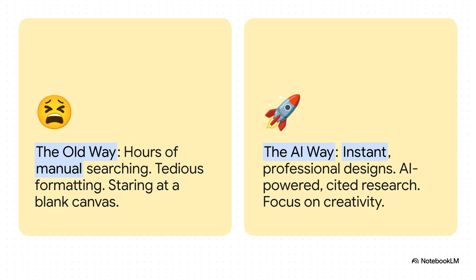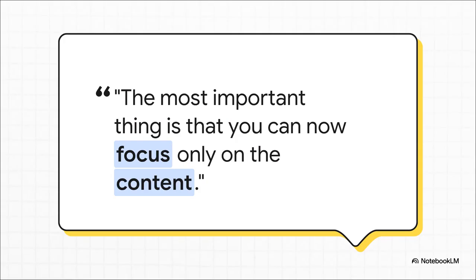But the AI way? Research is fast and it's already cited. Designs are instant and you can edit them. All the grunt work is automated, which means you can finally focus your brain power on your actual creativity and your ideas. And this quote really just nails it. The most important thing is that you can now focus only on the content. Think about that. The AI is handling all the logistics, the searching, the summarizing, the formatting, the design. For maybe the first time ever, you're totally free to just focus on your ideas, on your argument, on the message you actually want to get across.